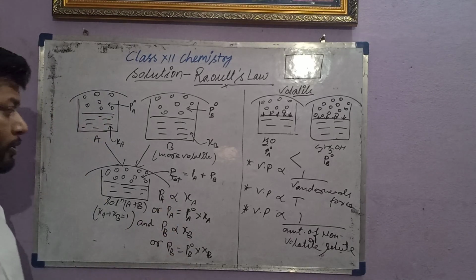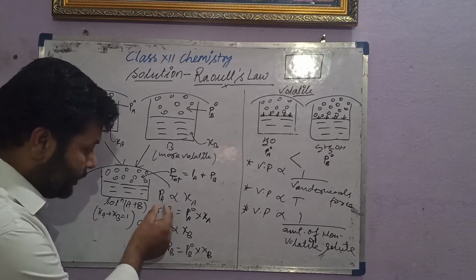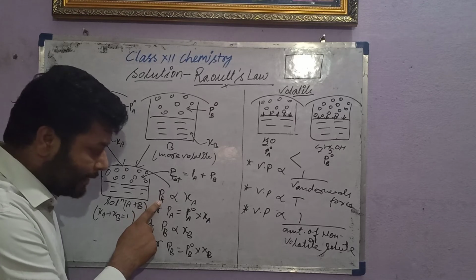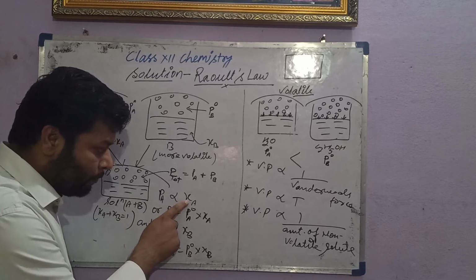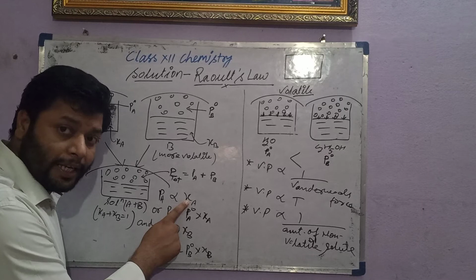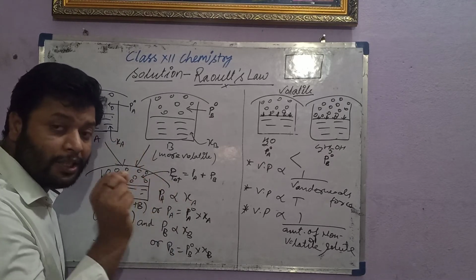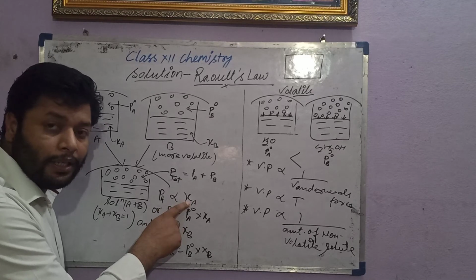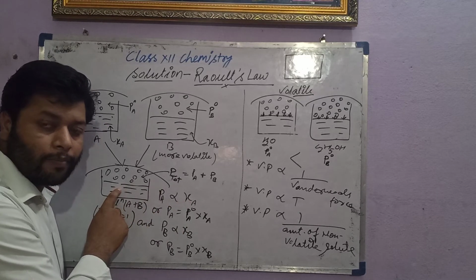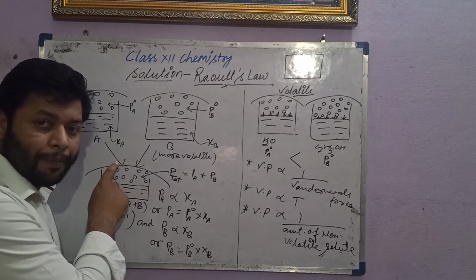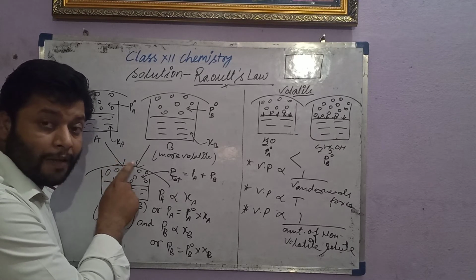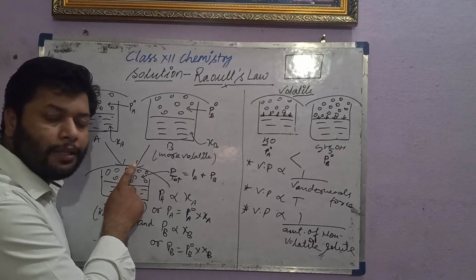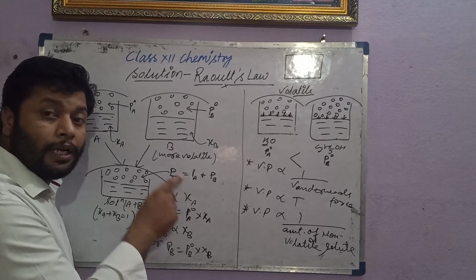So from Raoult's law, you can observe that the partial pressure of a component A is directly proportional to the mole fraction of the same component in the liquid. I am using this term many times, the mole fraction of A in the liquid. There is also a vapor of A and a vapor of B, but I am not using the mole fraction of A in the vapor phase. This is the mole fraction of A in the liquid phase.